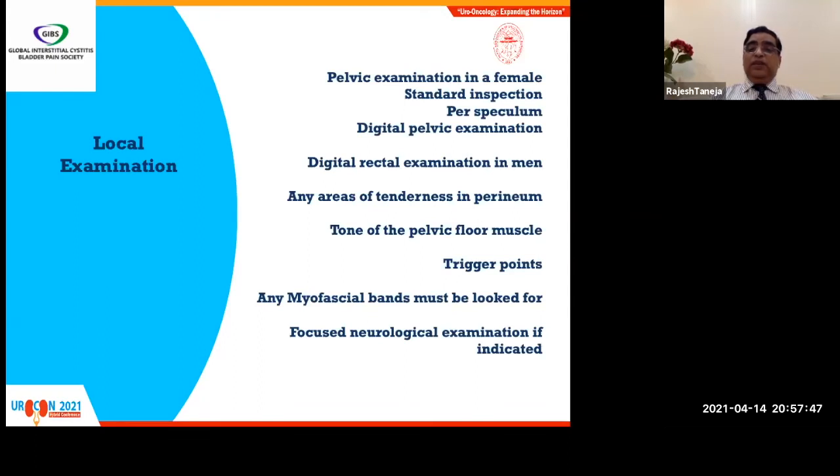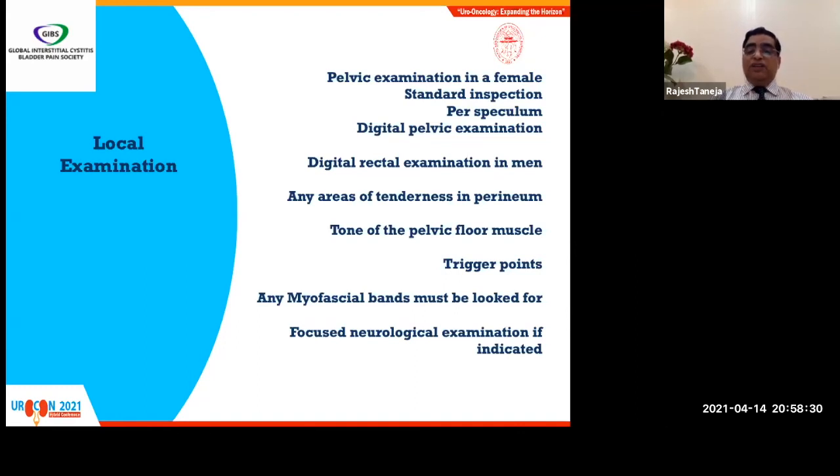And of course, local examination becomes imperative, like we go for an examination as an MD gynae or a student is taught, we must see, we must feel, we must examine all the steps of the pelvic examination as in female and in male. Any areas of perineal tenderness have to be seen. We have to make a note of the tone of the pelvic floor. If there are any trigger points, we need to assess that, and any myofascial bands must be looked for because once you have seen one myofascial band, you can never miss it, but you must see first one before you can be confident of picking them up.